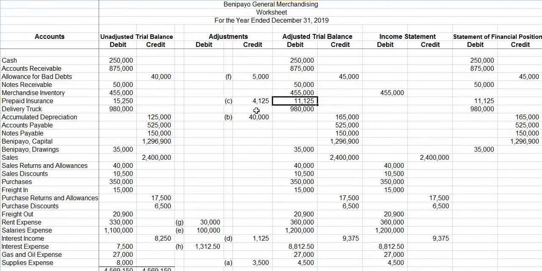Let's recap what you have just learned. Debit and debit, you add. Then, write the sum on the debit side of the adjusted trial balance. Credit and credit, you add.